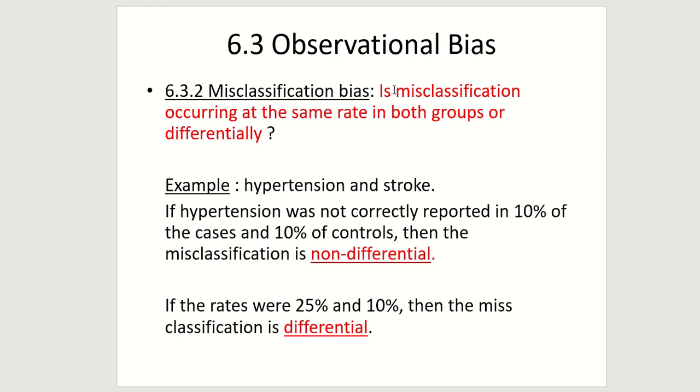If misclassification is occurring at the same rate in both groups, then we talk about it being non-differential. The example here is hypertension and stroke. If hypertension was not correctly reported in 10% of the cases and 10% of the controls, then the misclassification is non-differential, meaning the error you make is at the same rate in cases and in controls. If the rate were 25% and 10%, then the misclassification becomes differential, meaning you make more errors in one group than the other group.